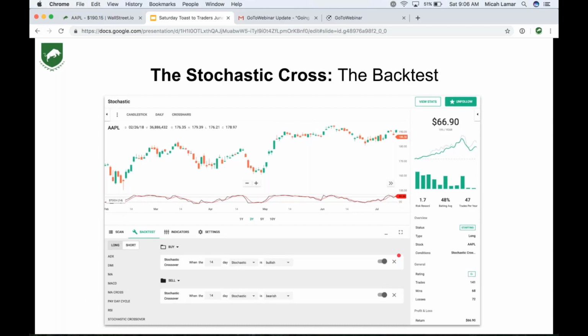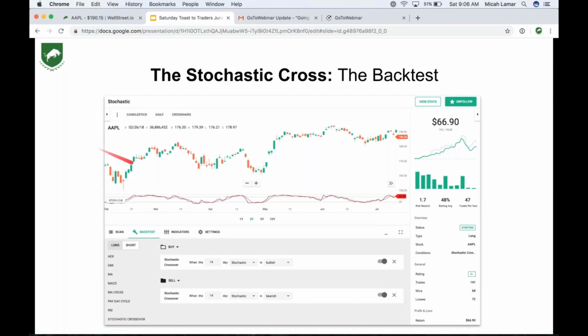Okay, so when we actually look to backtest the stochastics, we're going to use the Wall Street AO platform. This is a platform that my team and I have built to make it easier for our traders and our family and our friends and members to be able to backtest indicators and strategies really quickly.